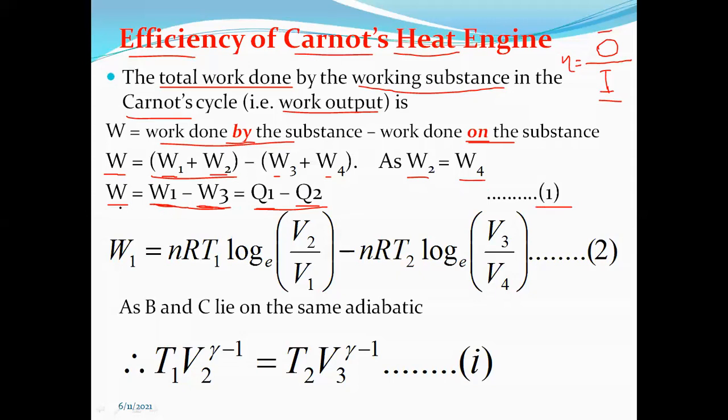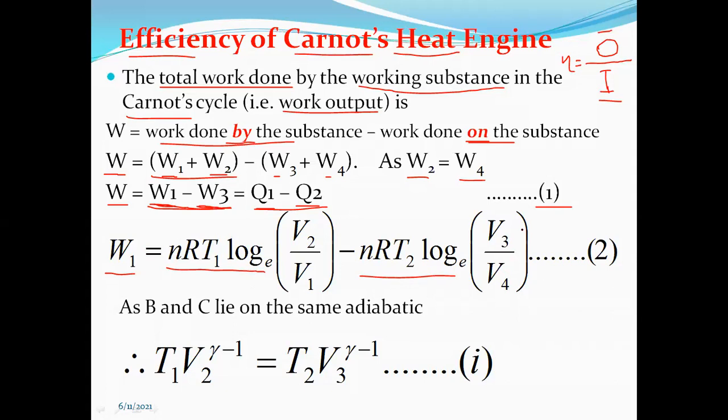So total work done W is equal to W1 minus W3. We know very well what W1 is. According to equation number 1, W1 is equal to nRT1 log to the base e V2 divided by V1, minus the same, that is nRT2. The work done is the same, but the temperature and volume parameters change. So nRT2 log to the base e V3 divided by V4.